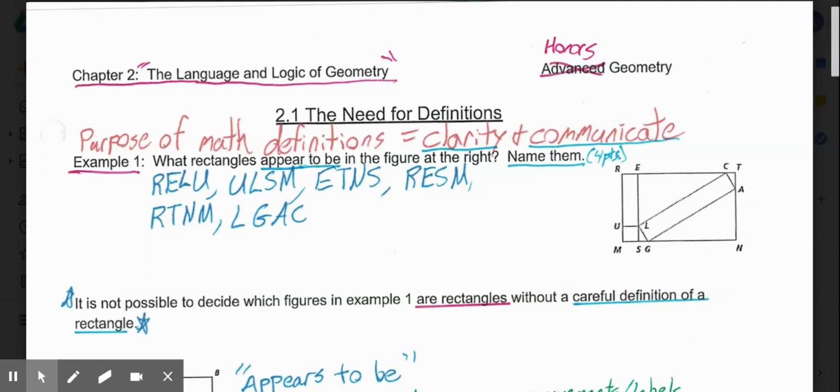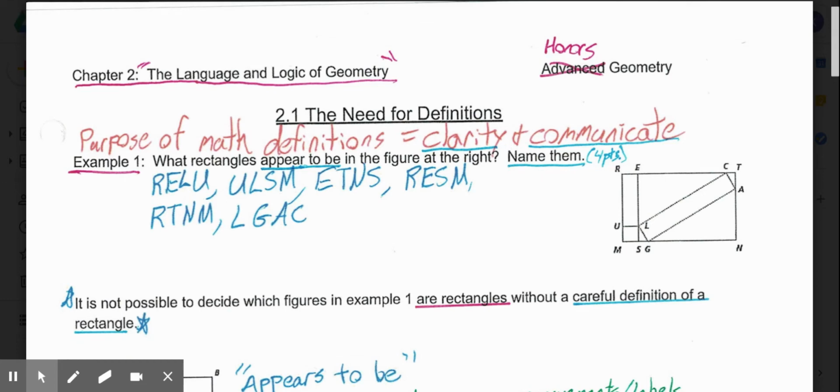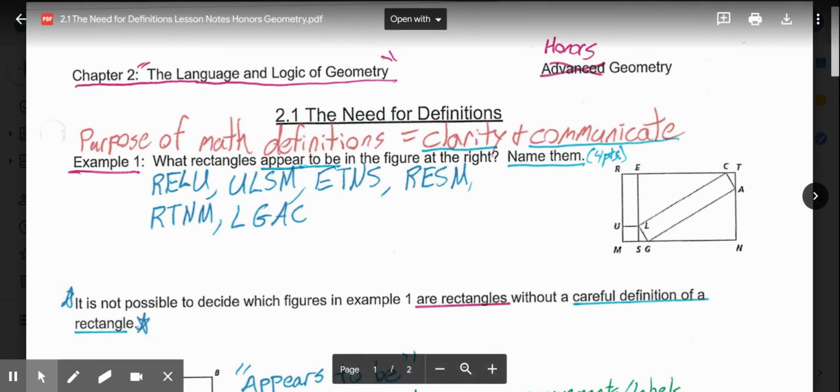Welcome to Chapter 2, The Language and Logic of Geometry, and our first lesson, 2.1, The Need for Definitions. So the main idea of this lesson is that the purpose of definitions in mathematics, and as you've noticed, geometry is heavy in definitions, is kind of twofold. It is first to provide clarity, and second, to help communicate ideas of mathematics.